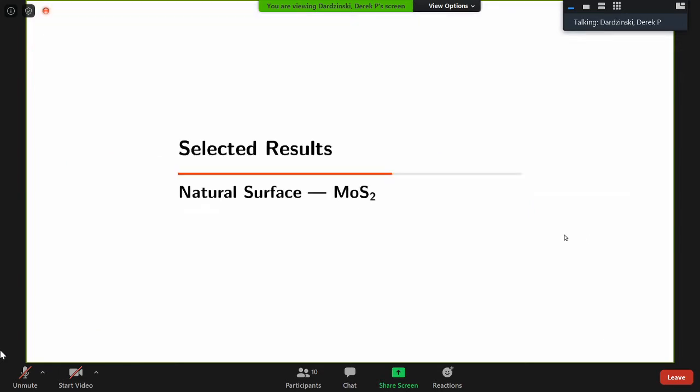Okay, now we'll start to discuss some of the results from our experiments. So the first material we'll discuss is the pristine surface. So there are no additional defects added onto this. It's just exfoliated and then put directly into our system and then annealed as well.